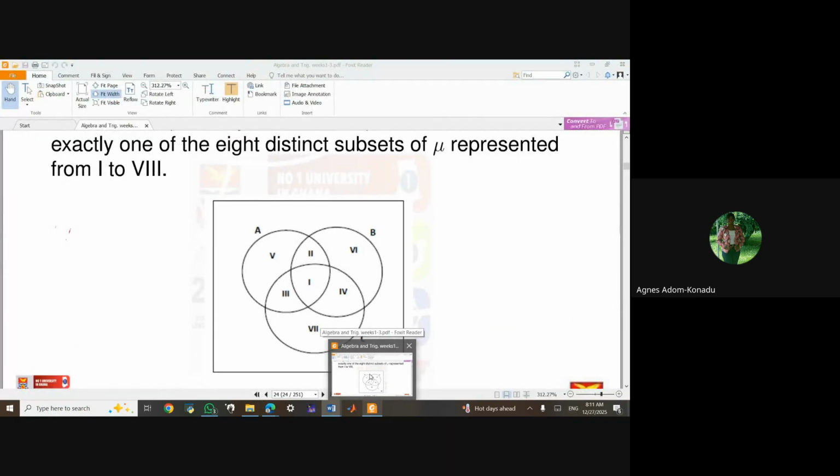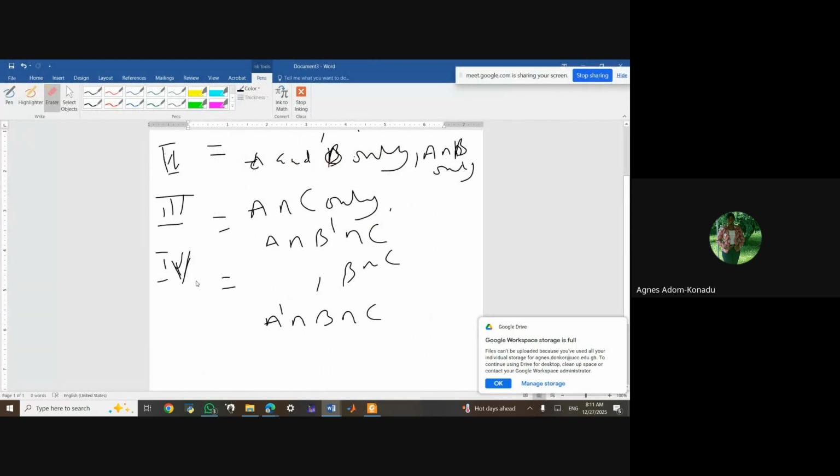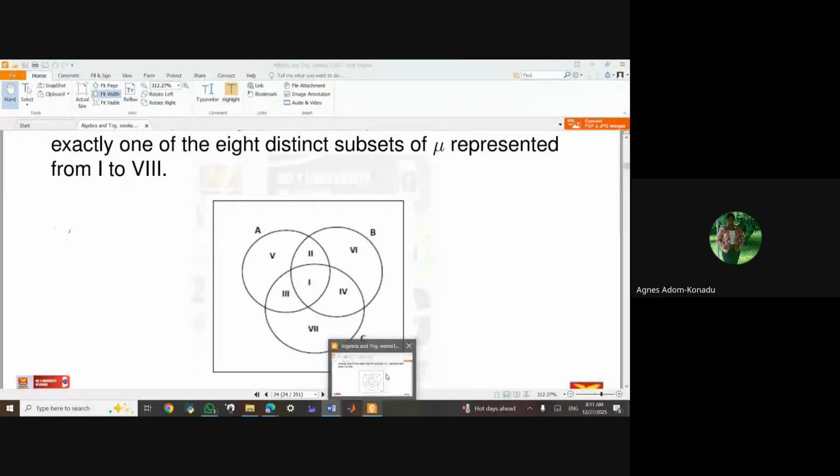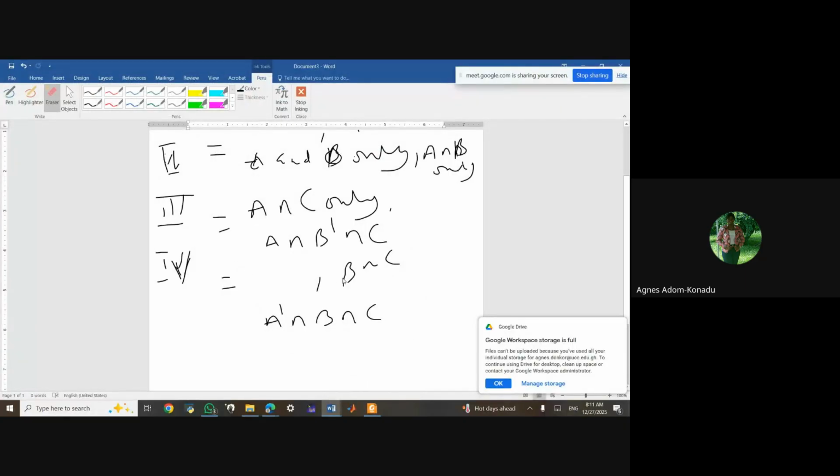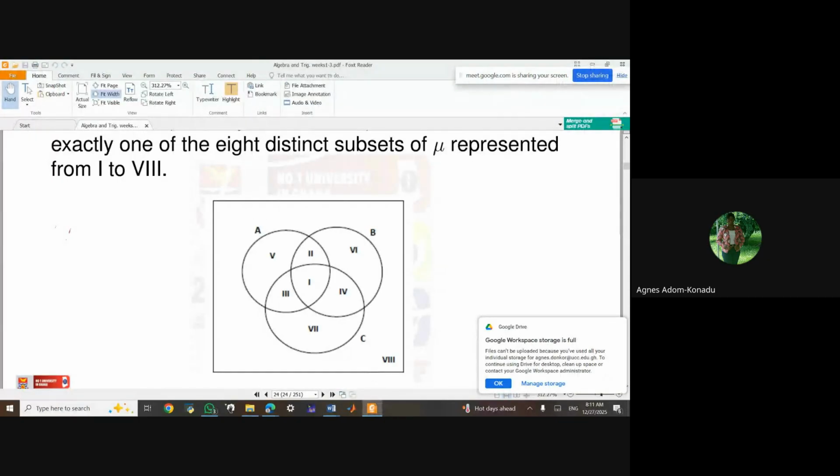What about the last one, Ivy? You see, Ivy is here. So what is Ivy? You are saying it is B intersection C. Is it B intersection C? No, madam. So you will not take that one. I'll go for A complement intersection B intersection C. Okay, thank you. So let's see what we have here.